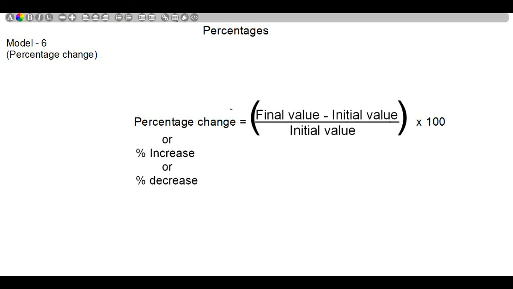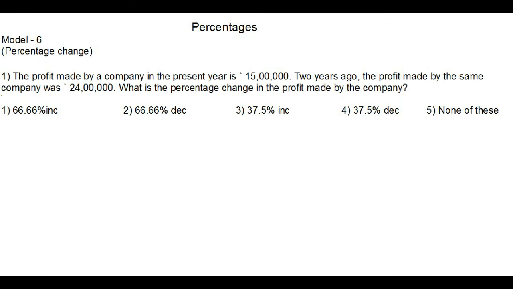For example, sometimes when we take (final minus initial) by initial into 100, we may get a negative answer. That negative sign indicates that the change here is a decrease. So whatever value we get, that should be taken as percentage decrease. And if we get a positive answer, then it should be taken as a percentage increase. Let us now take an example based on the concept of percentage change that we have learned just now.